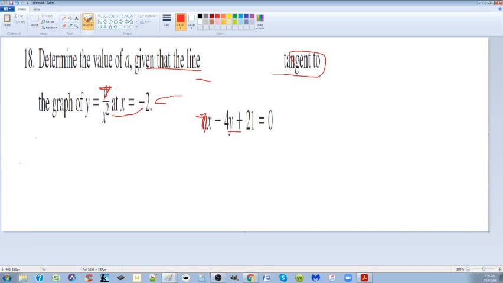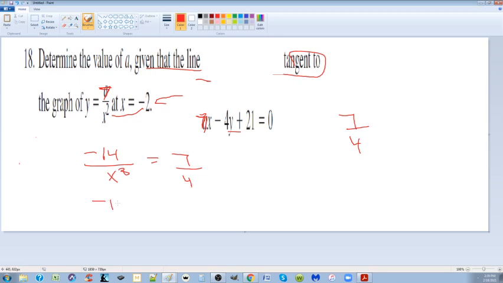Okay, so the formula for this one is minus 14 over x to the 3. That's the formula of the tangent. And we're saying it's going to be equal to the slope of 7 over 4 when x is minus 2.